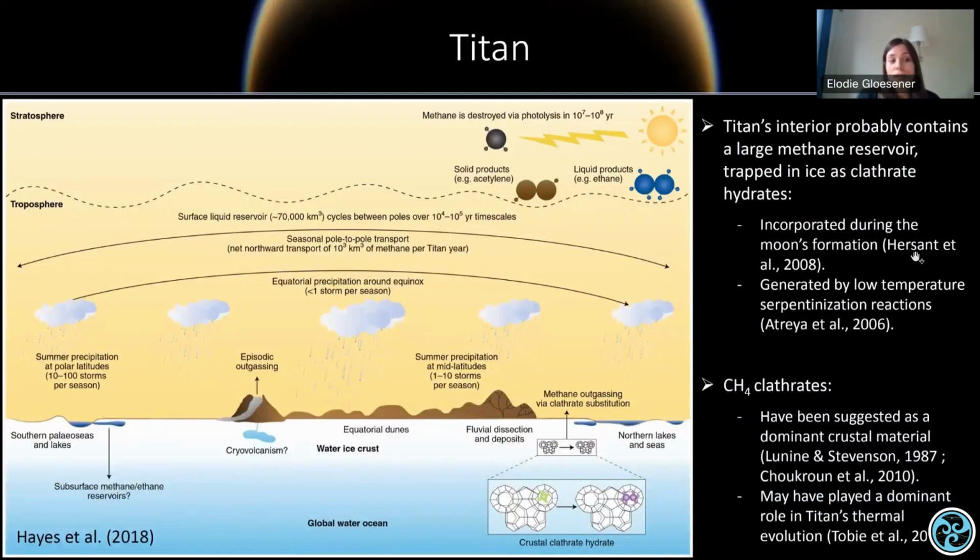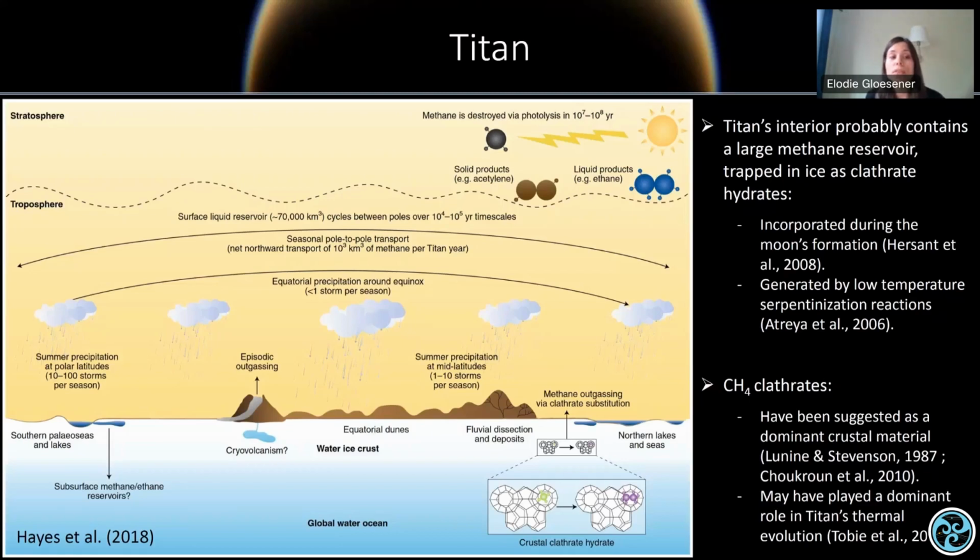I'm going to start with a brief overview of the methane-based cycle on Titan, which is analogous to the Earth water cycle. In this cycle, you have a transport of methane from pole to pole on seasonal and orbital timescales. So polar and mid-latitudes will experience summer precipitation, while equatorial latitudes will experience periodic storms that may lead to short but intense fluvial activity on the surface.